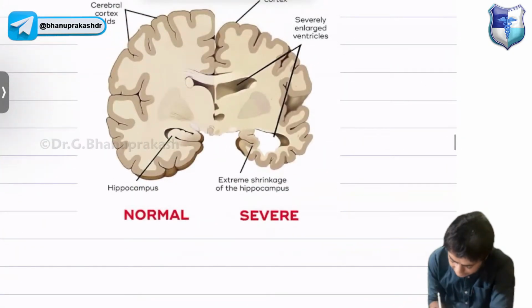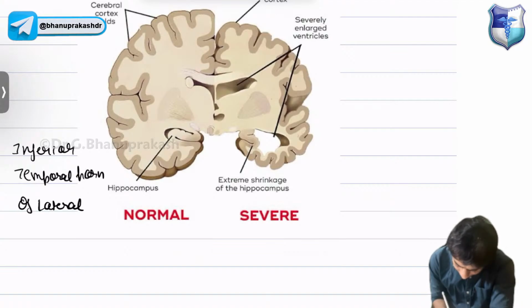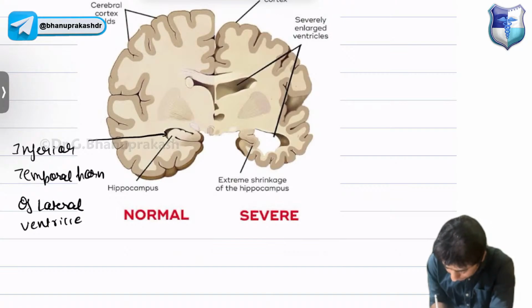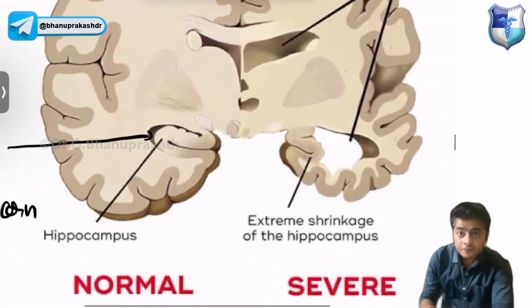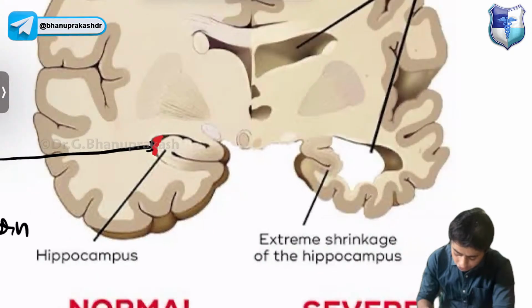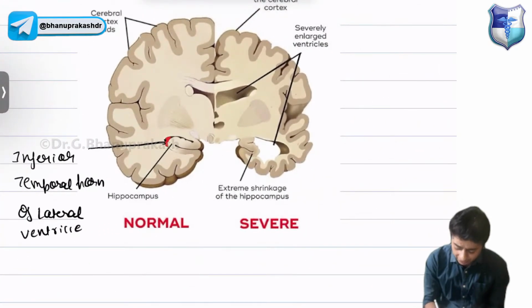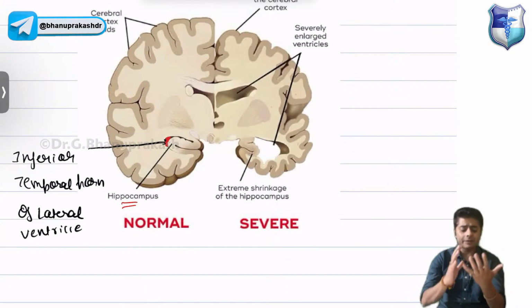See, this is the inferior temporal horn of lateral ventricle. This gap, this. So normally, can you see? No, this is so small. Generally, we can't see it, but there is a concept in brain.